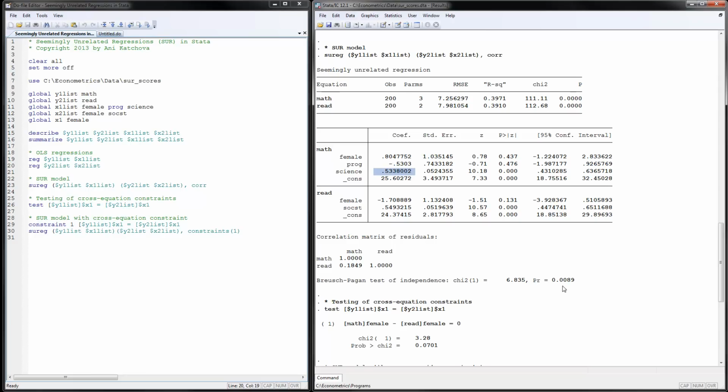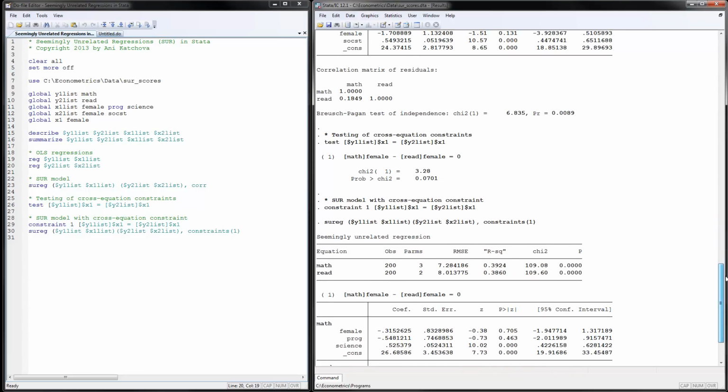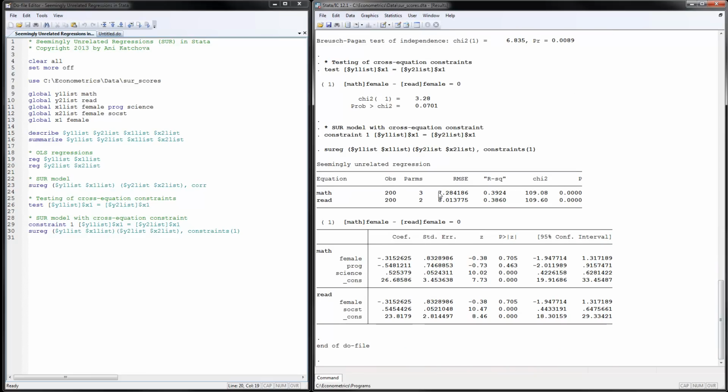So the next thing that we can do is test cross-equation constraints. And here we're testing the coefficient on the variable x1 in the first equation and the same variable x1 in the second equation. So this is our female variable that we have here. And you see in the math equation, female minus the reading equation for female, that's equal to 0. So this is the null hypothesis, this is the test statistic, and this is the p-value, and we see that it barely missed significance. Therefore we cannot reject the hypothesis that they're equal to each other, which means that we can go ahead and impose this cross equation constraint.